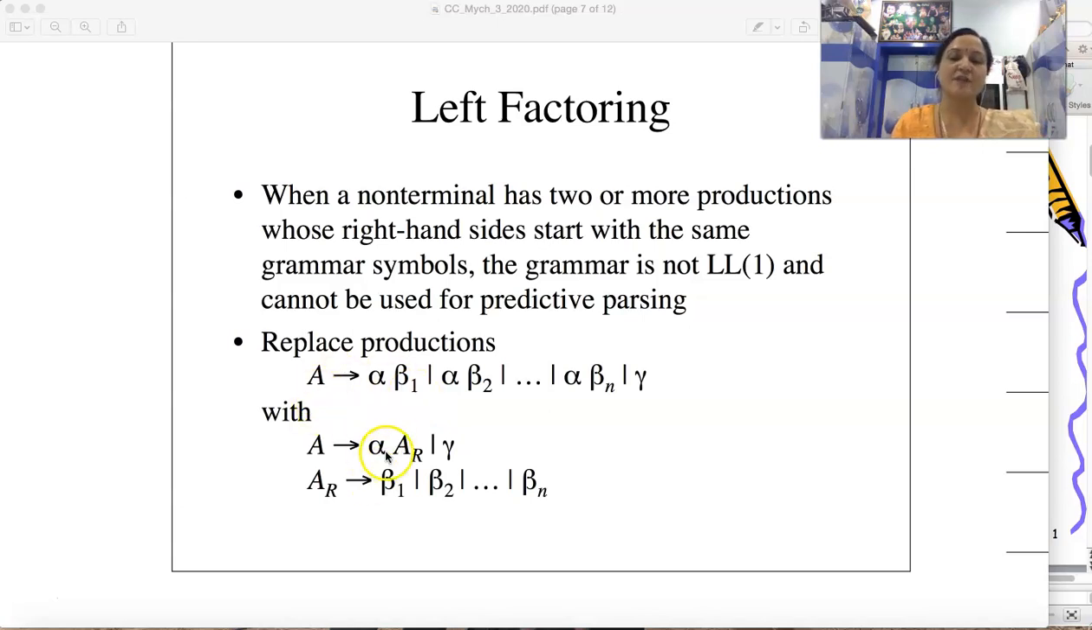The solution for this is to left factor these types of grammar productions. So how do we left factor? We take out alpha as common because alpha is the same in all the productions. So you just take out alpha and the remaining productions we rewrite as A dash, or it is also called AR. You can write anything. So alpha AR or gamma, that is, other productions which do not start with alpha remain as they are, and AR tends to the other productions beta 1, beta 2, beta n. You can see that here we have removed the common part which is the same in all productions by taking alpha common. This is called left factoring.